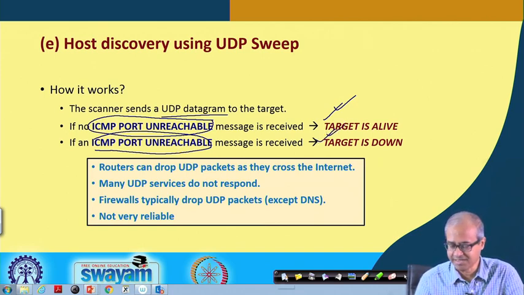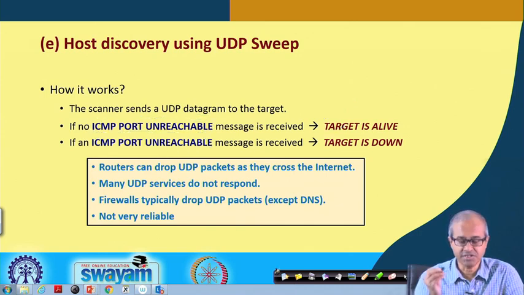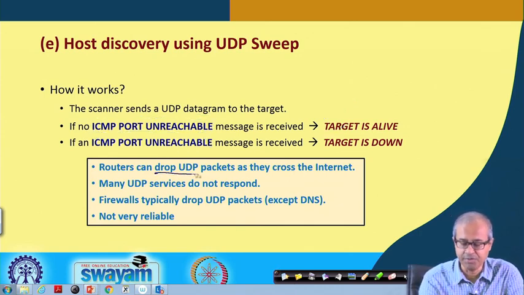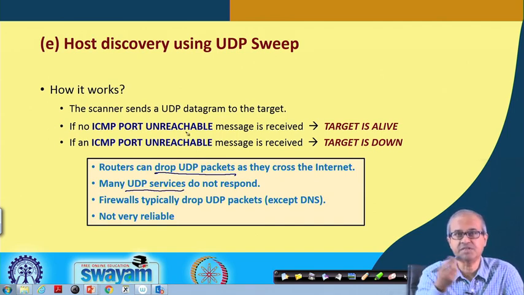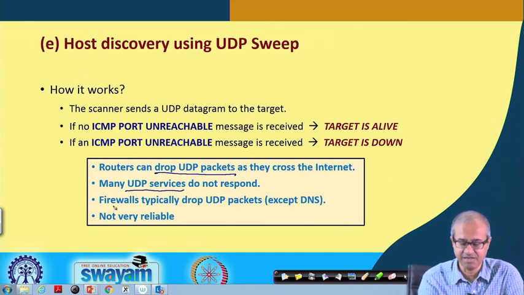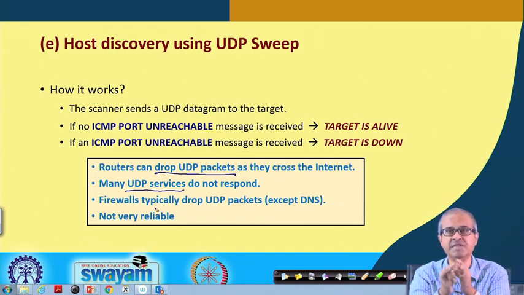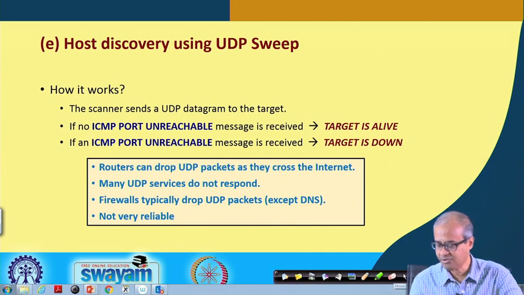But the problem is that this is again not reliable, because many routers can drop UDP packets when they cross network boundaries from one network to another, and many UDP services do not respond with this kind of ICMP port unreachable message. So, this is not a very reliable way to discover a host, and similarly a firewall drops UDP packets, because UDP packets are meant to be used inside a network only, not outside the network. So, this is not very reliable.